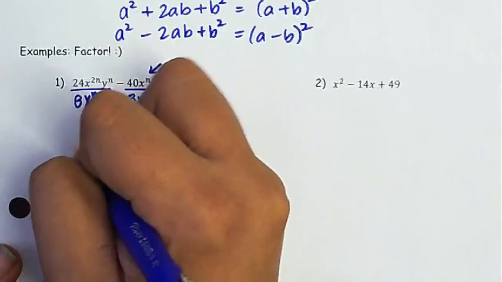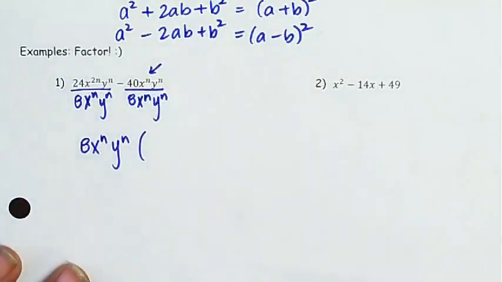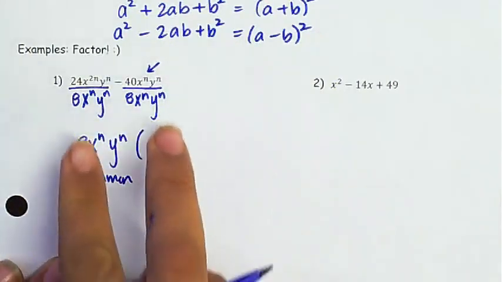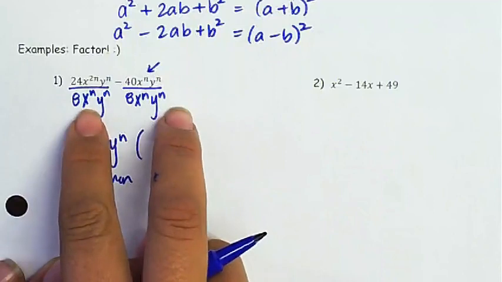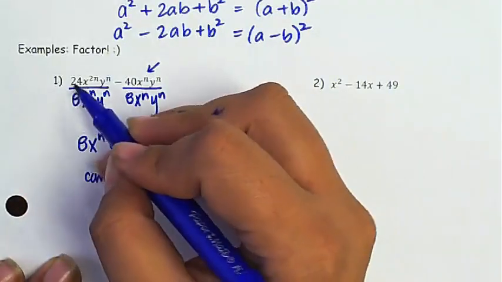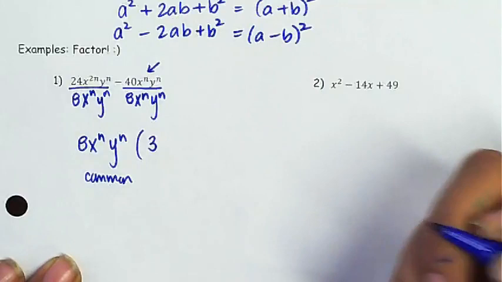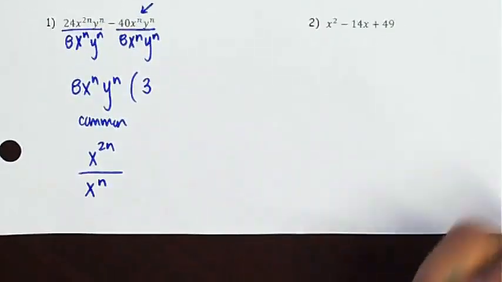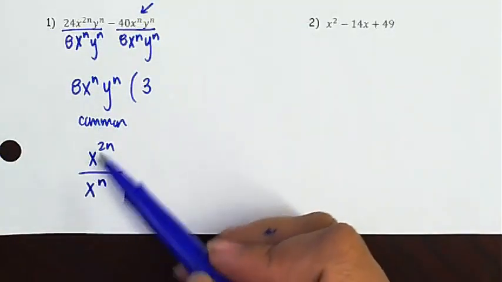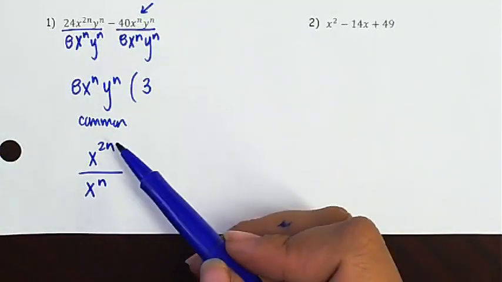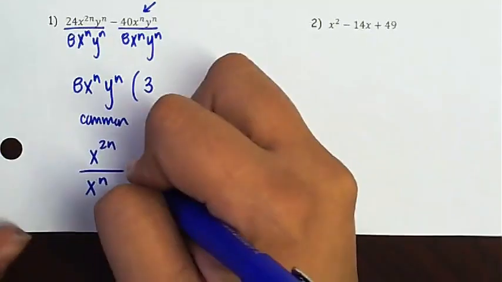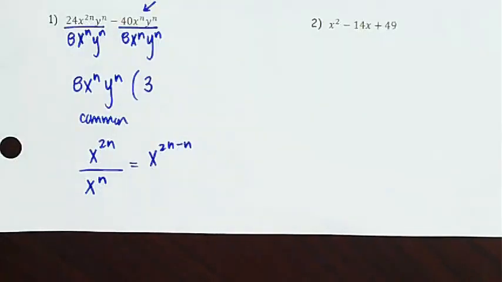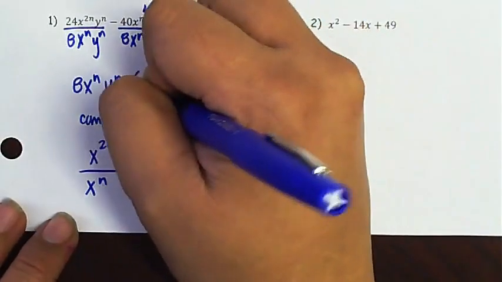So now, this is what they have in common. What they have in common, I only write it once. And then because I have 2 apartments or 2 terms, then I'm going to have 2 leftovers. So 24 divided by 8 is 3. And then when I have x to the 2n divided by x to the n, we know that if they're being multiplied and they have the same base, I can add the exponents. So when they're being divided and they have the same base, I get to subtract the exponents. We don't just cancel off the n's. We're literally subtracting exponents. So that's how we get x to the n.